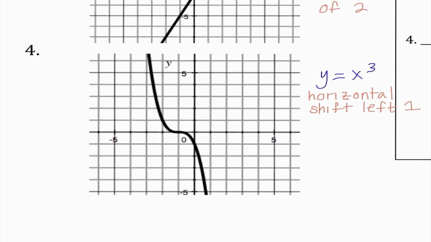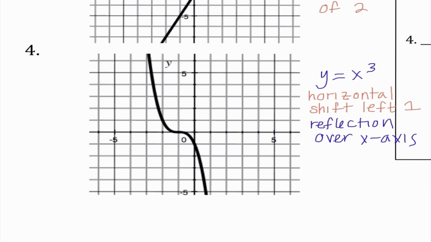And technically on this one, I would accept two different answers because you could argue that this is a reflection over the x-axis, and that's what I'm going to say. Or you could also argue it's a reflection over the y-axis. And I would accept either of those two answers. So I'm going to say reflection over the x-axis in this particular case.